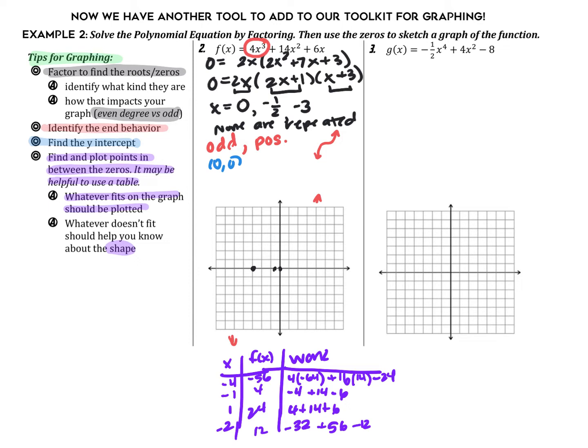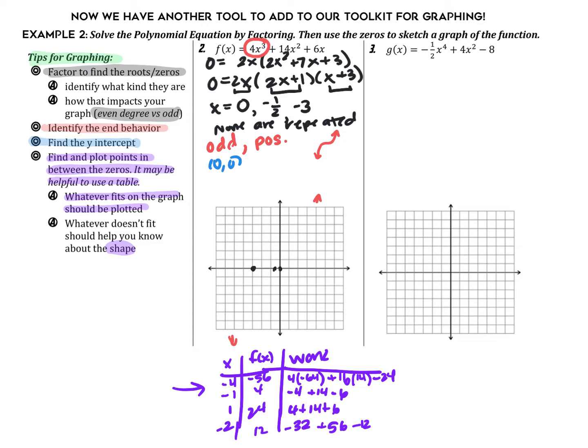Okay, so I know that -4 does not fit on my graph, so I better make sure when I'm drawing this line, I'm not going past where -4 is. It needs to be narrow because -4, -56 definitely doesn't fit on this graph. Now, -1, +4 does fit on our graph.